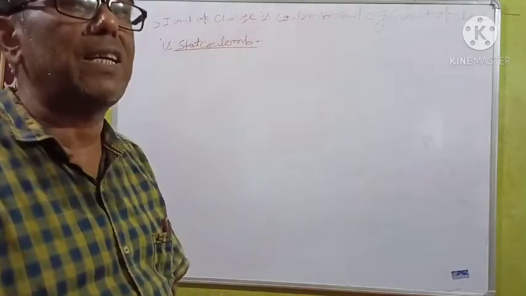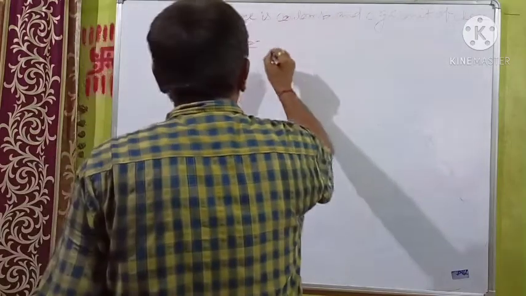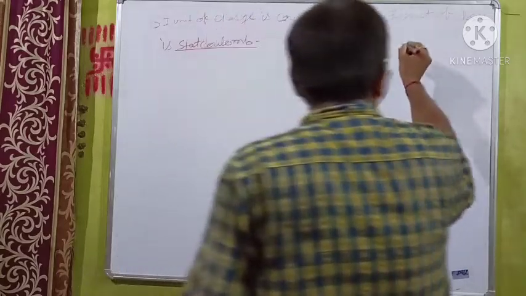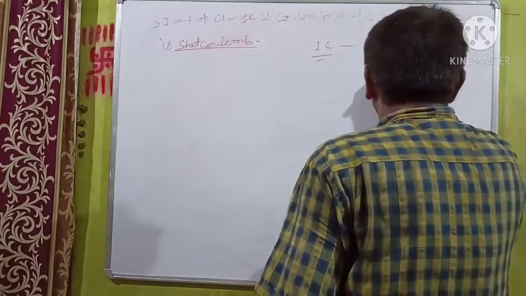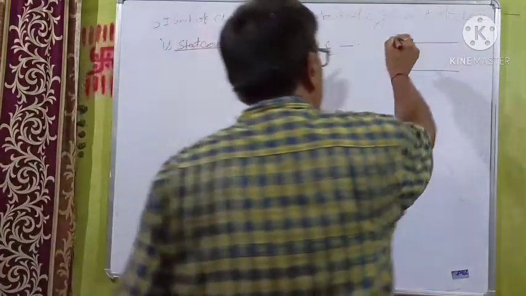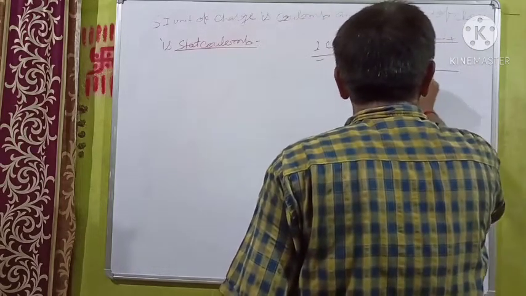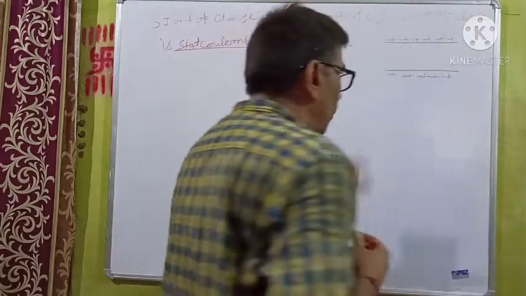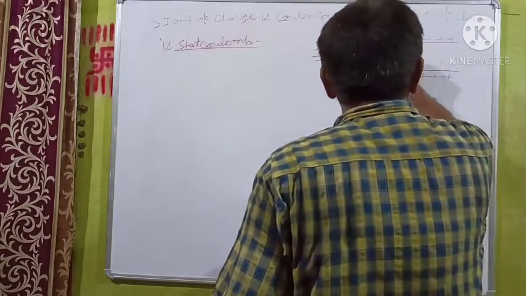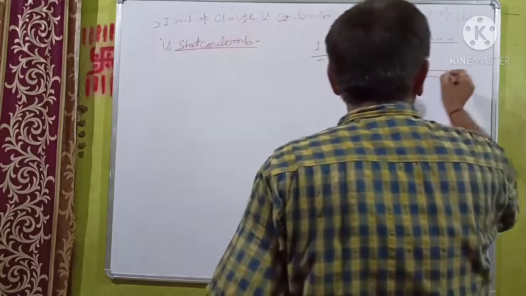Now we shall define the term 1 coulomb of charge. Consider two conductors which are charged with similar charge, suppose the positive charge, and both conductors are separated from each other by a distance of 1 meter in a space.